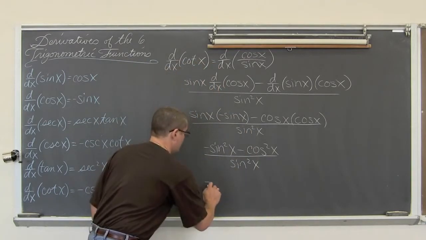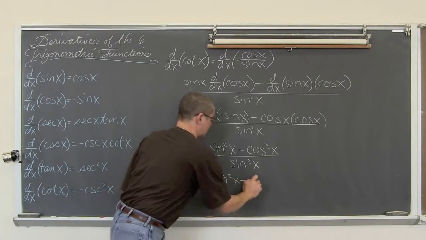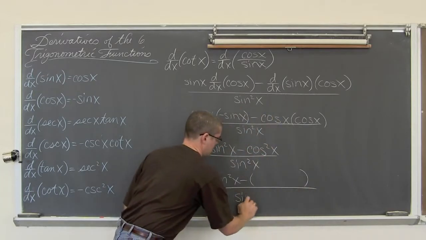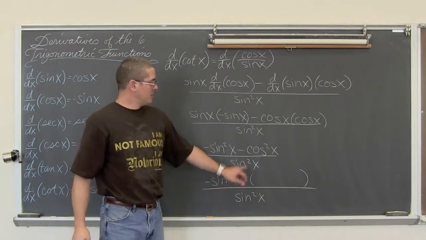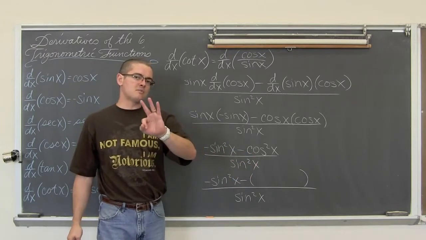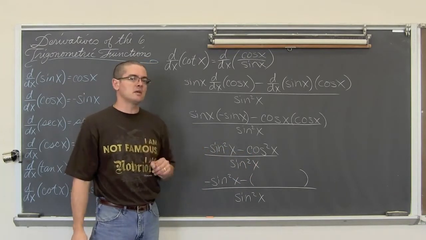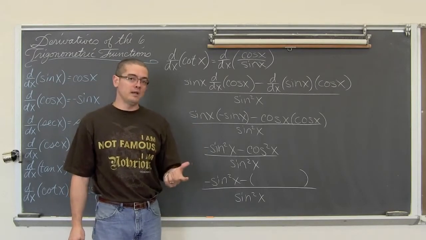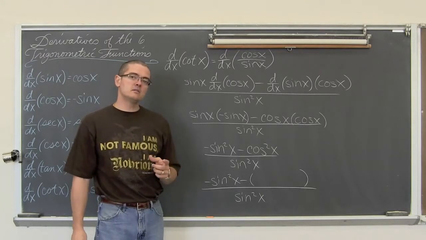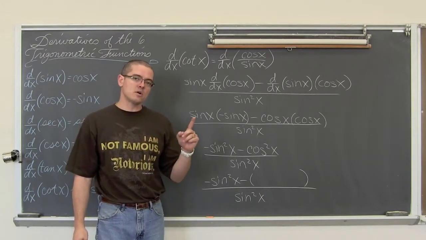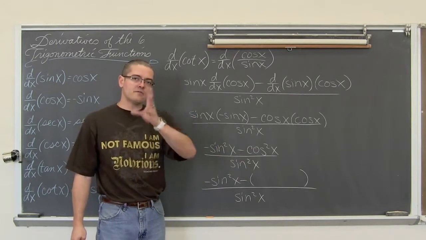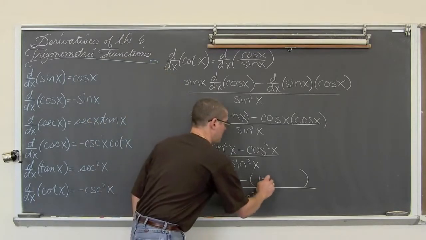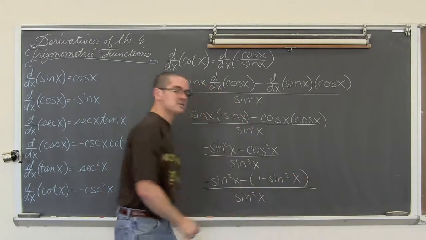Well, negative sine squared x minus something over sine squared x. Pythagorean theorem, you had 3 of those to memorize in trigonometry, and they have to come back and you'll have to use them again in calculus. The first one was sine squared plus cosine squared equals 1. So that means if sine squared plus cosine squared equals 1, then if I take that sine squared and move it over, cosine squared is equal to 1 minus sine squared x.